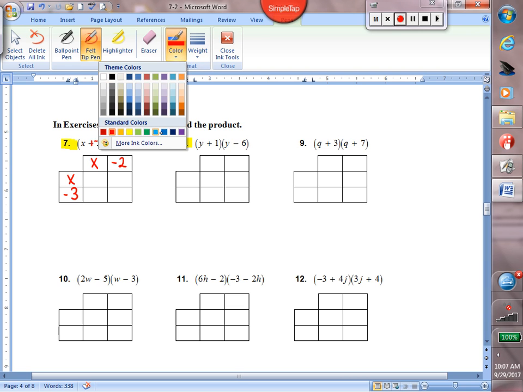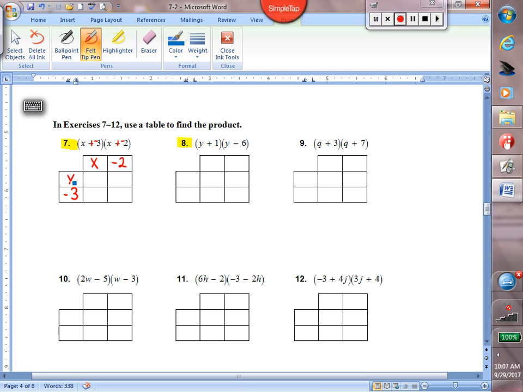Now I multiply what's in the first row, first box, by the second column, first box. So x times x is x squared. First row, second column, negative 2 times x is negative 2x. Second row, first column, negative 3 times x. Then second row, second column, negative 3 times negative 2 gives me positive 6.